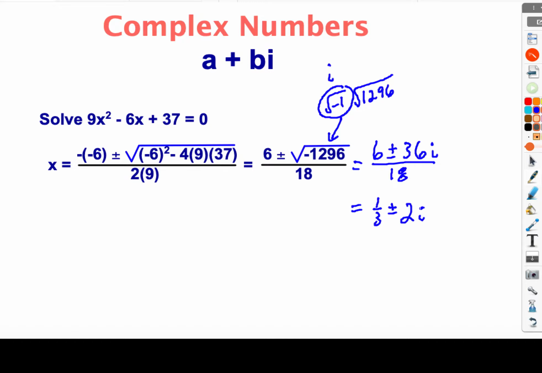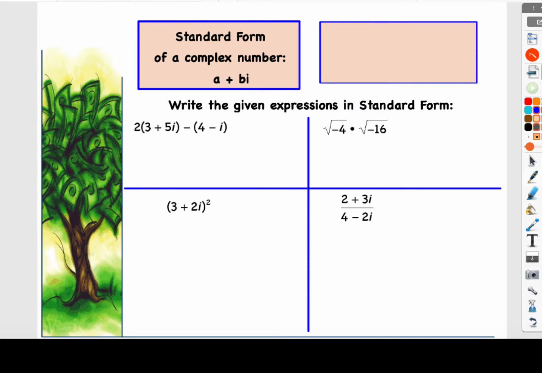Now, this video is not so much about solving equations to find complex numbers as it is about simplifying and working with complex numbers. So some of the basic things that we can do would be adding and subtracting, or even distributing, such as the example in the upper left. If I distribute that 2 to both parts, we just treat i kind of like a variable. So that's going to be 6 plus 10i. I also need to remember to distribute this negative, so minus 4 plus i.